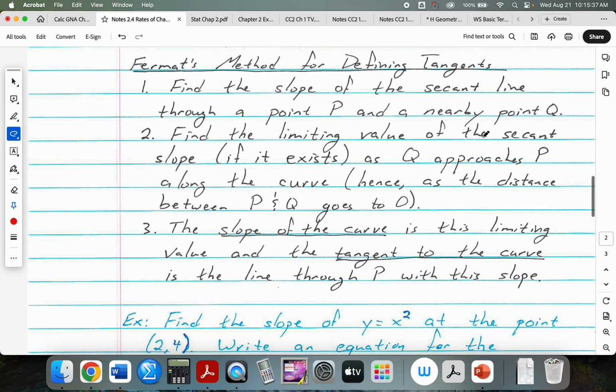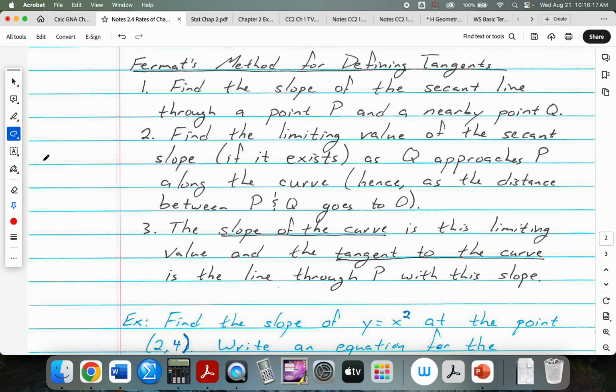So I'm going to show you what's called Fermat's method for defining tangents. So here are the steps. First step, find the slope of the secant line through a point P and a nearby point Q. Step 2, find the limiting value of the secant slope, if it exists, as Q approaches P along the curve, that is, as the distance between P and Q goes to 0. So as those 2 points get closer and closer to each other.